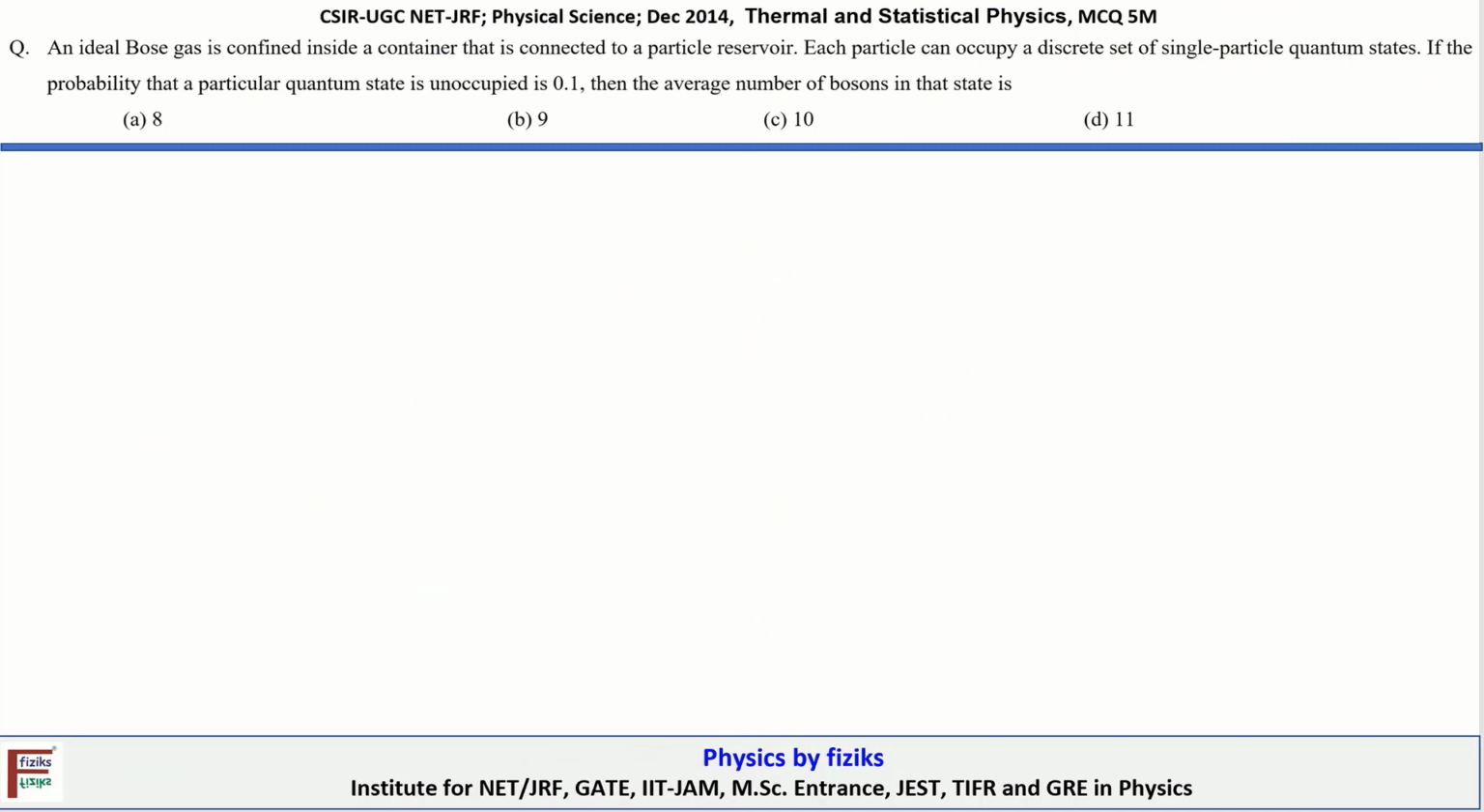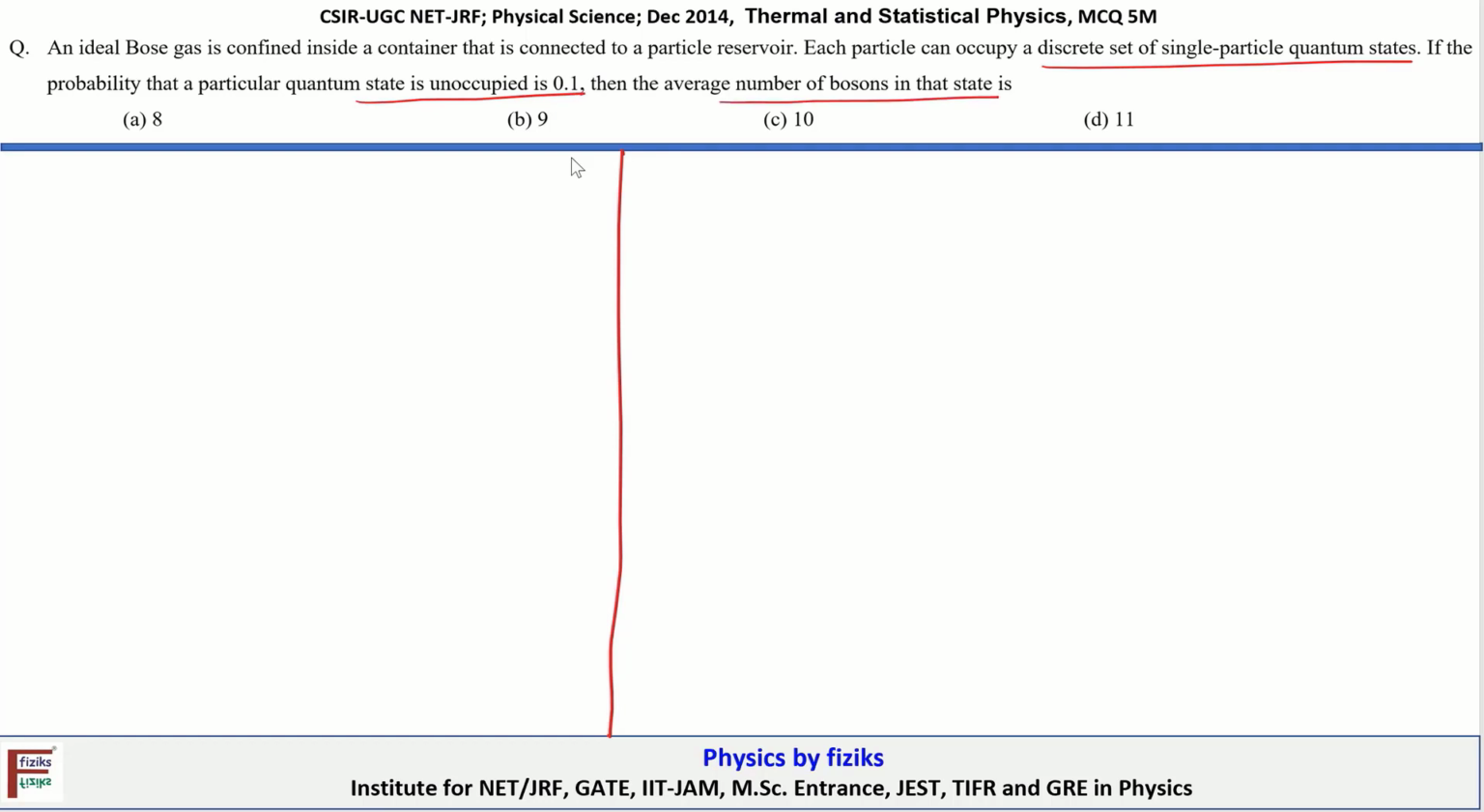So let's continue with the next problem. The statement is: an ideal Bose gas is confined inside a container that is connected to a particle reservoir. Each particle can occupy a discrete set of single-particle quantum states. If the probability that a particular quantum state is unoccupied is 0.1, then the average number of bosons in that state is given by how much?